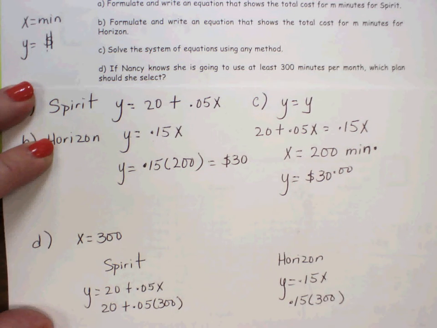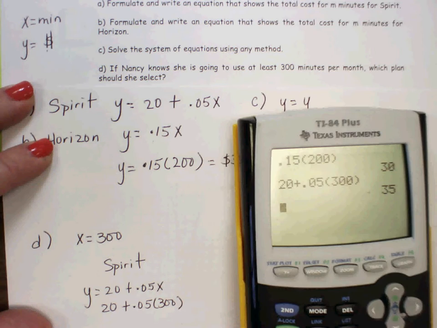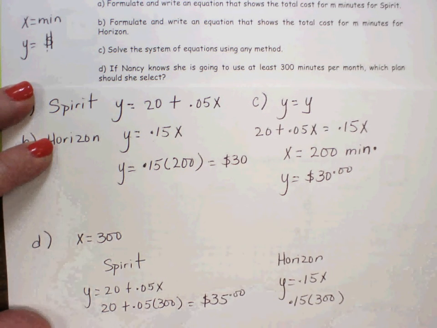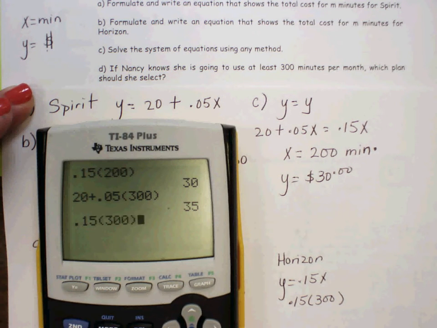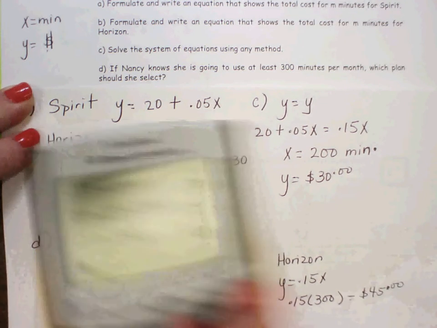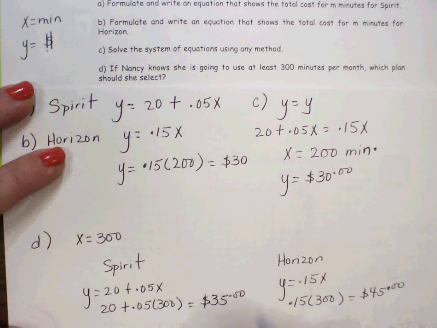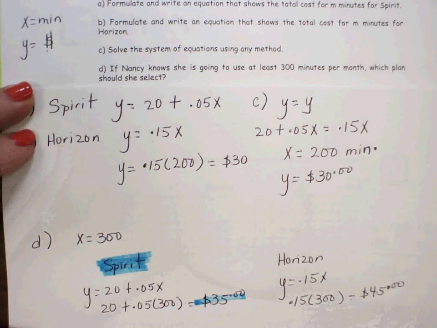Now you grab your calculator and you do both of them. 20 plus 0.05 times 300 would be $35 with Spirit. And then Horizon would be 0.15 times 300, and that would be $45. So which one should she pick if she's going to use at least 300 minutes? Most definitely the cheapest one, which is Spirit with $35.